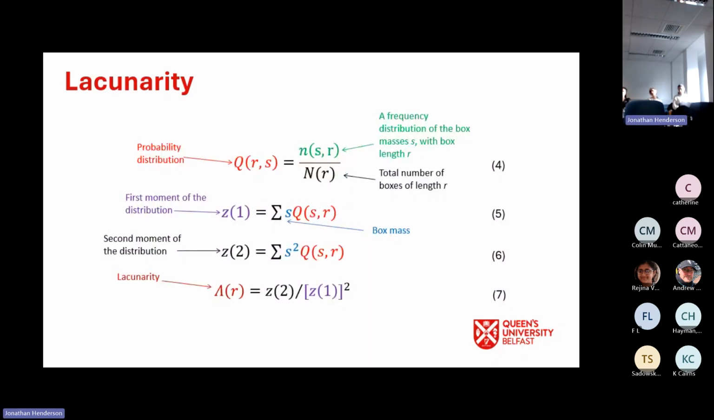Once we've done that, we can get a probability distribution for our different box masses, that is, the number of points in our boxes of length R, and then from this, obtain a first and second moment. The lacunarity is then calculated by dividing the second moment by the square of the first moment. And then we just repeat this for different values of R. And again, similar to before, you take the gradient of the graph to get an overall value of the lacunarity of the pattern.